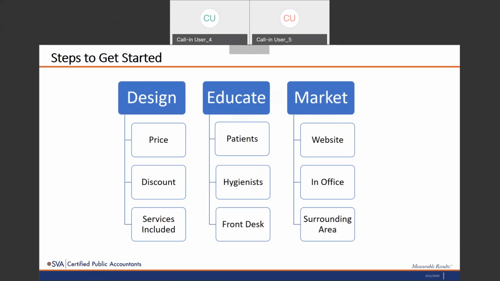The next component is education. And here this covers educating your patients, educating your hygienists, educating your front desk staff, really anyone within your practice.